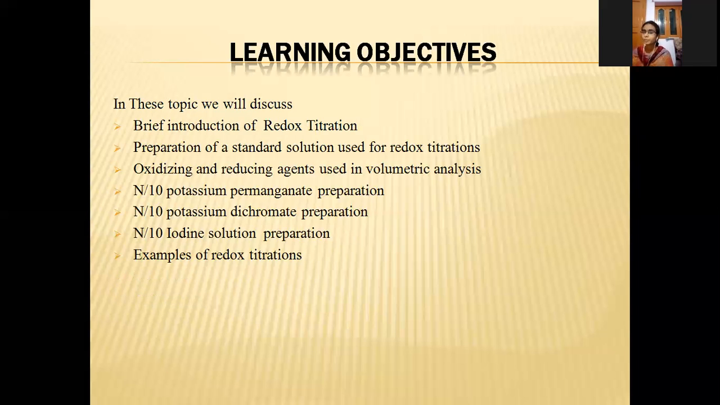So in this topic we will discuss the brief introduction of the redox titration and the preparation of the standard solutions we use for it. We will see what oxidizing and reducing agents are used in redox titrations, with examples, the preparation of potassium permanganate, potassium dichromate and iodine solution, and examples of redox titrations.